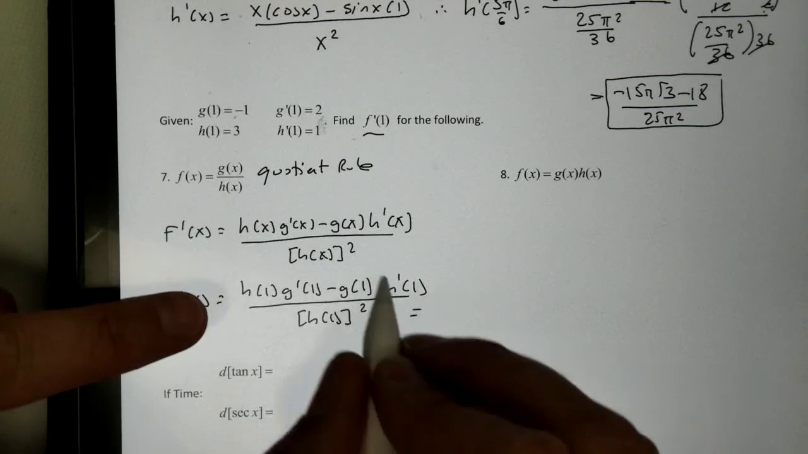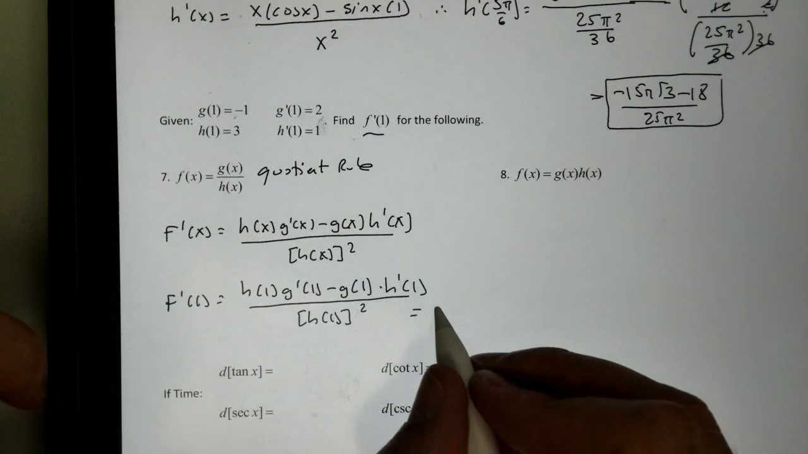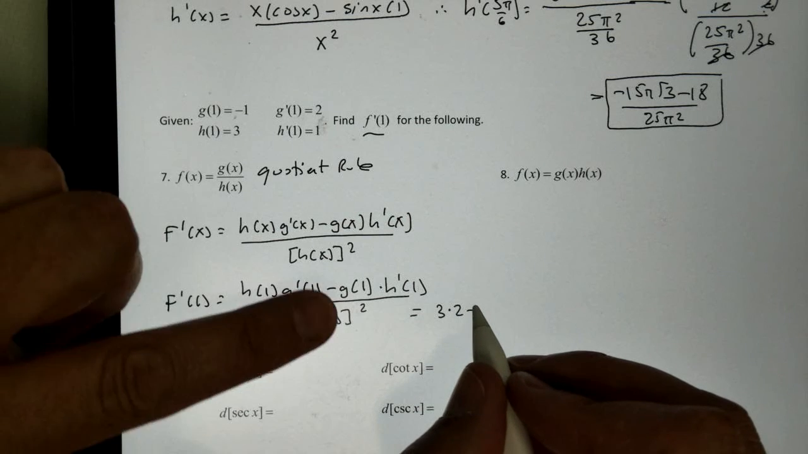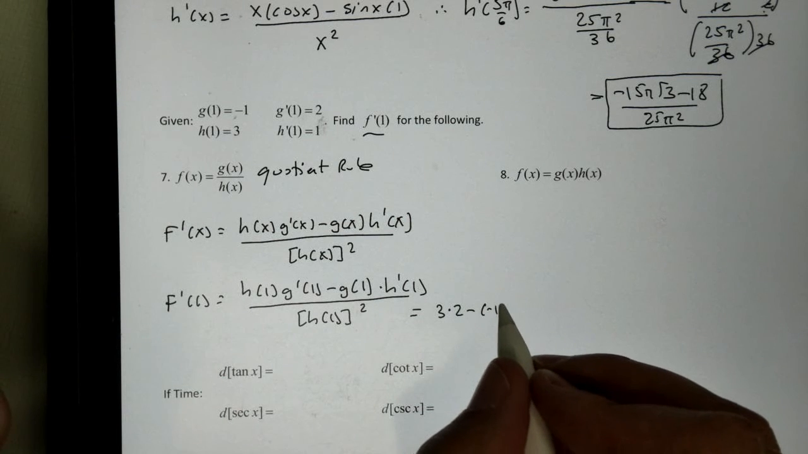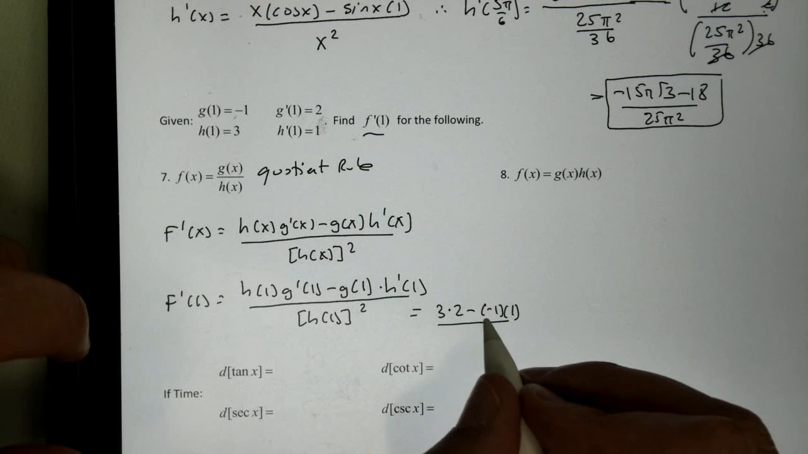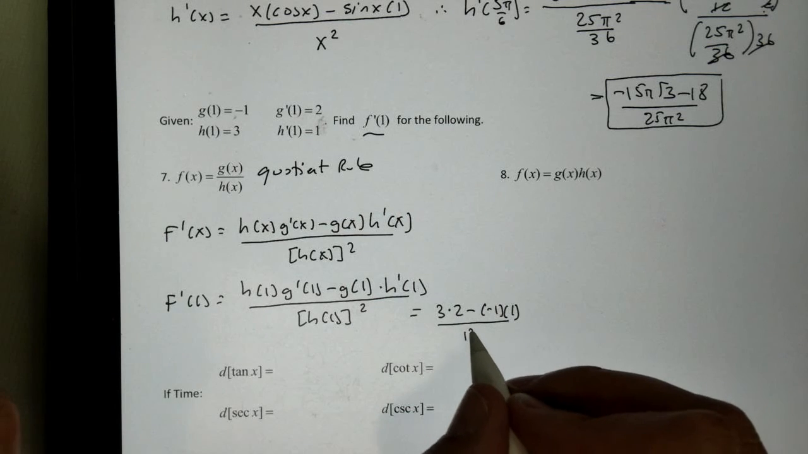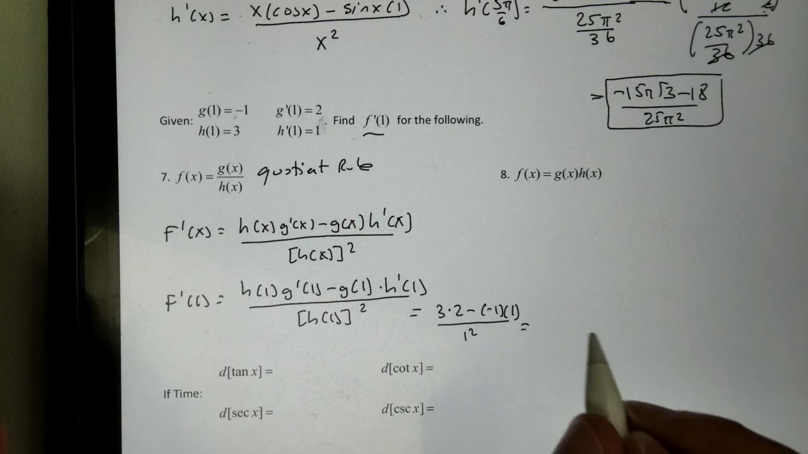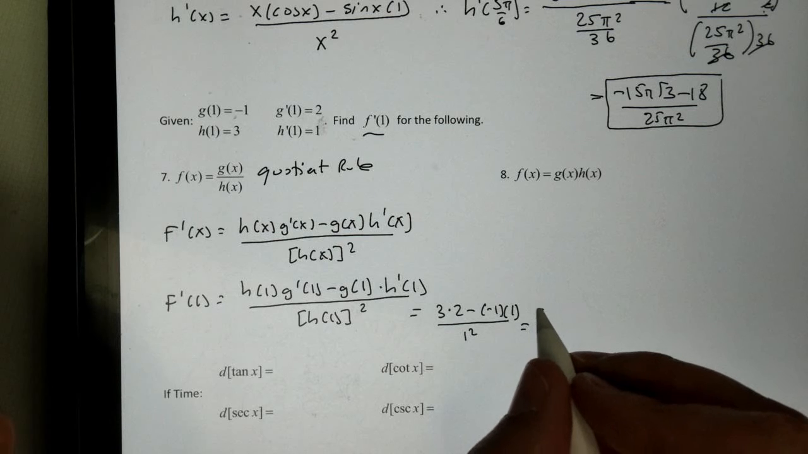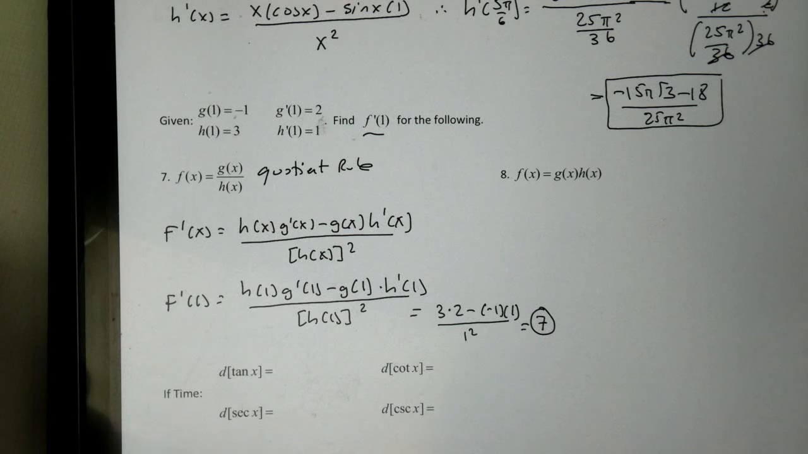Equals h of 1, we're told, is 3. G prime of 1 is 2, minus g of 1, which is negative 1, times h prime of 1, which is 1, over h of 1 squared, so 1 squared. And if we were to simplify that, we would get 6 plus 1, or just 7 over 1. So the slope there is 7.